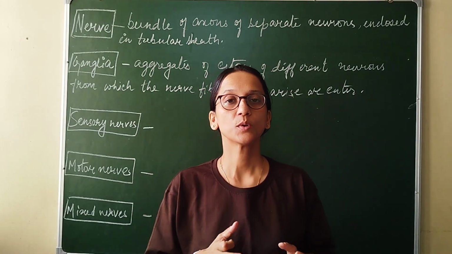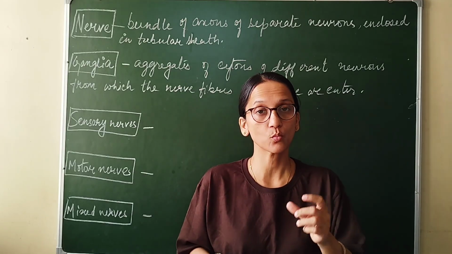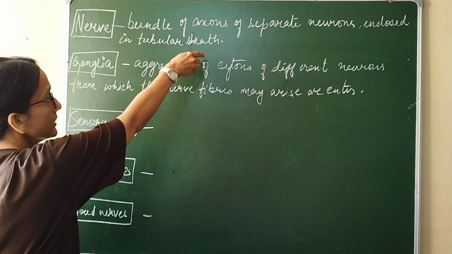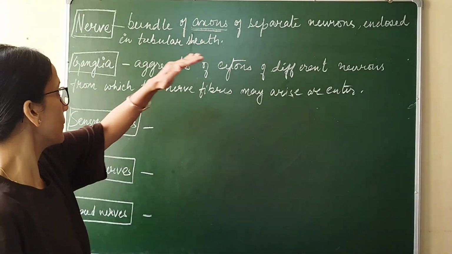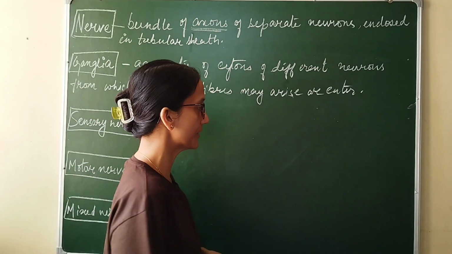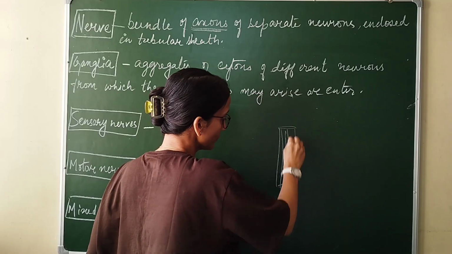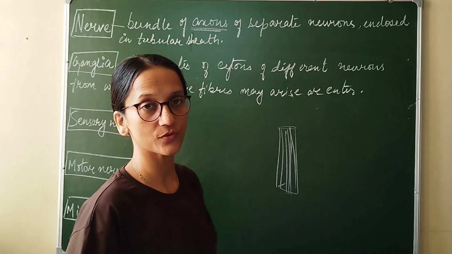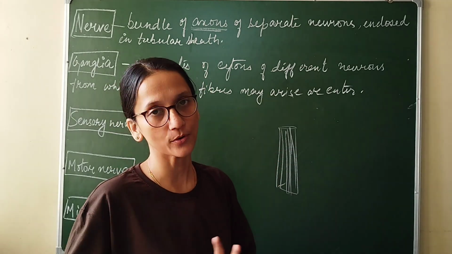In my last video we discussed what neurons are. Today we will go a step further and understand what nerves and ganglia are. Nerves are basically bundles of axons of different, separate neurons which are enclosed in a tubular sheath. So a nerve is a structure like this which has many neurons together present in it. And which part of the neuron? The axons of the neuron. They are all bundled together and enclosed by a sheath to form a nerve.